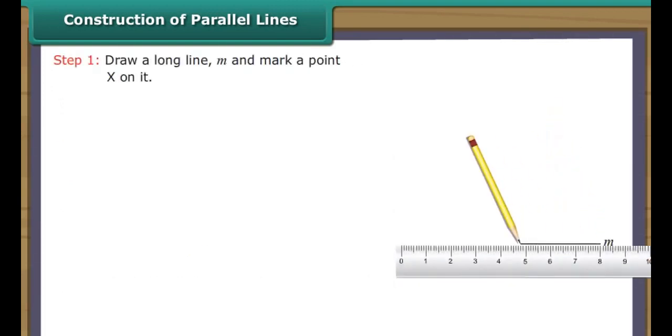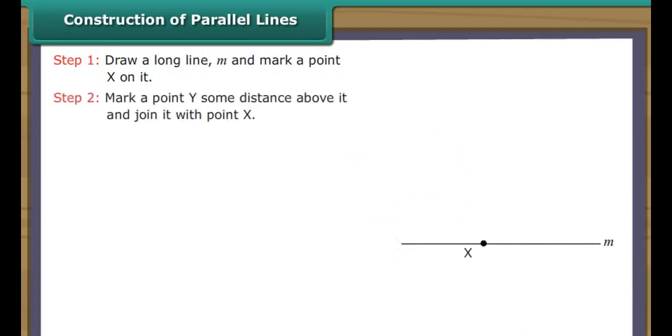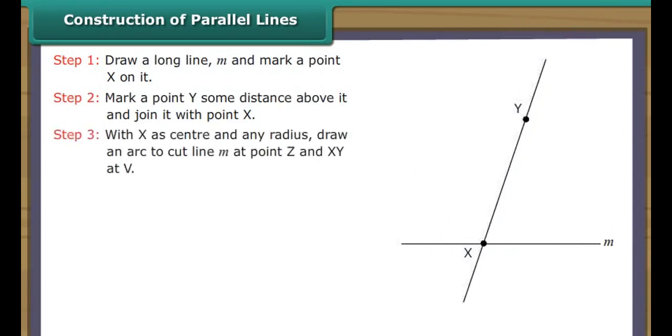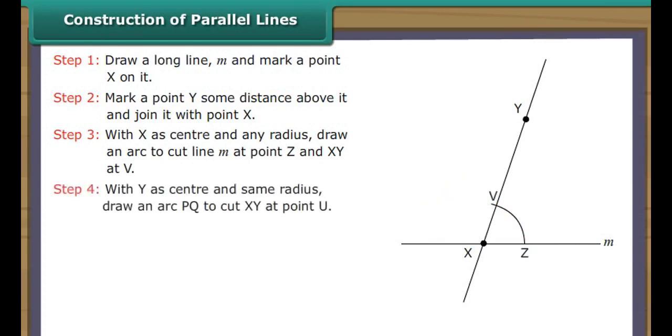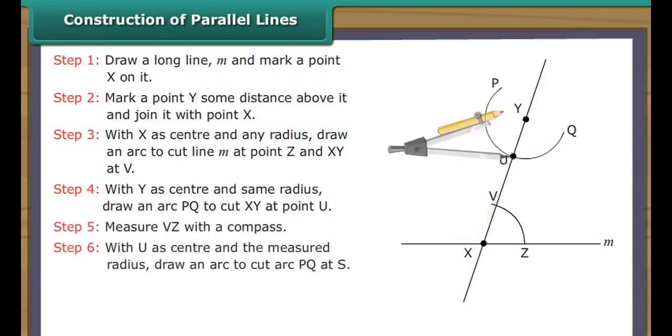Draw a long line, M, and mark a point X on it. Mark a point Y some distance above it and join it with the point X. With X as center and any radius, draw an arc to cut line M at point Z and XY at V. With Y as center and same radius, draw an arc PQ to cut XY at point U. Measure VZ with a compass. With U as center and the measured radius, draw an arc to cut arc PQ at S.